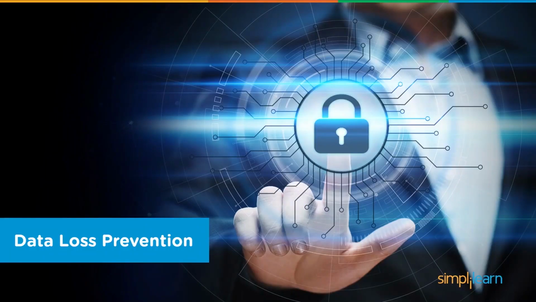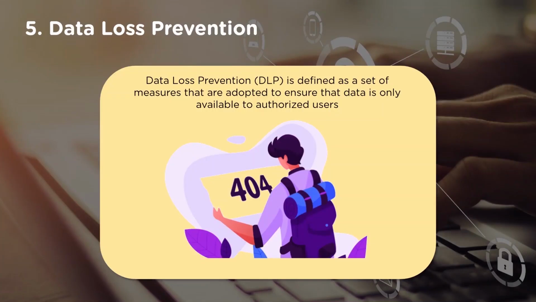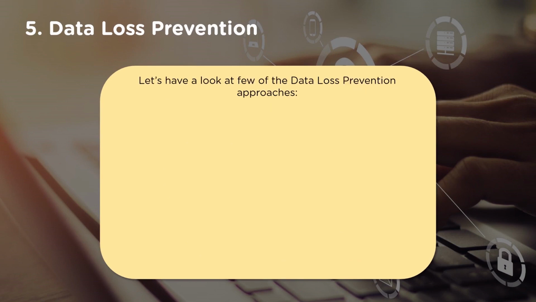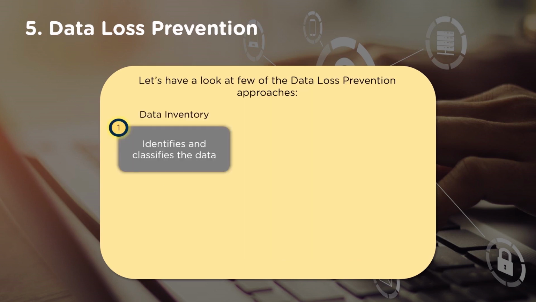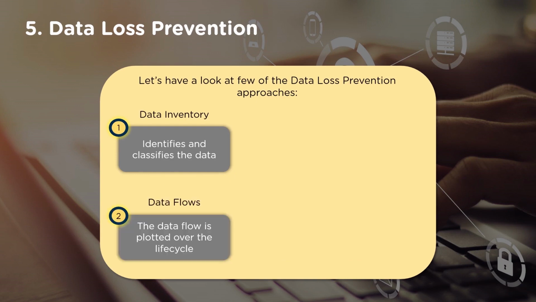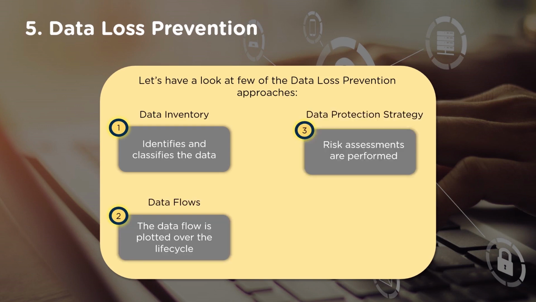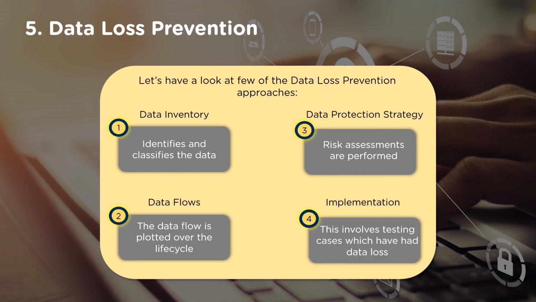Now let's move on to our fifth domain, data loss prevention. In this domain, various security measures are adopted that will help in making data available to only the authorized users. Here, we will look into 4 of such measures. The first measure is data inventory. In this step, data is identified and then classified. In the second step, the data flow is plotted over the life cycle. The third measure is data protection strategy. Here, a number of risk assessments are performed. The fourth measure is implementation. In this step, we take up cases which have had a history of data loss for testing purpose.